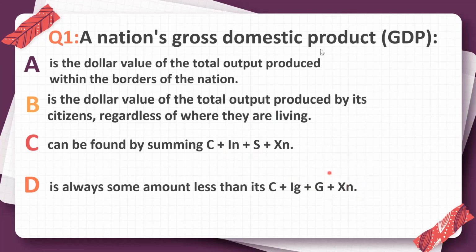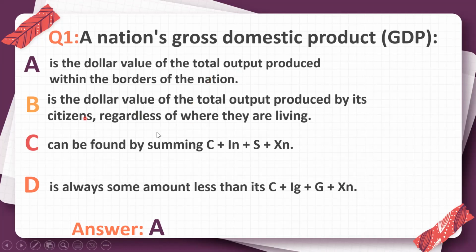So the gross domestic product is always the total output produced within a country or within the borders of the nation, regardless of the citizenship of the factor of production. So the right answer here is A. GDP is the dollar value of the total output produced within the borders of the nation.